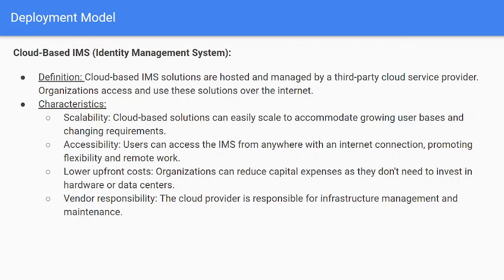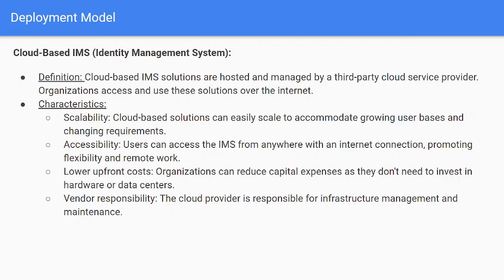What you are doing is that there's another company that has bought a lot, and what they are doing is renting it out, or providing some form of service. So you as the organization will now pay for their service. So you can access your IMS platform over the internet, you understand? So what are the characteristics of this form of deployment method?